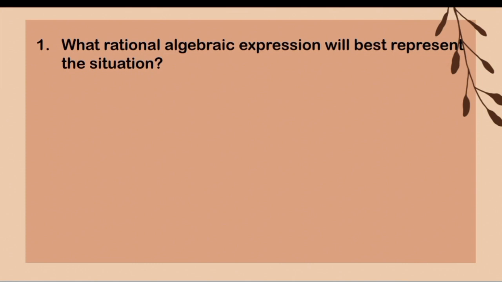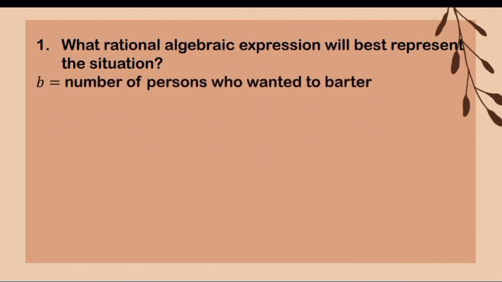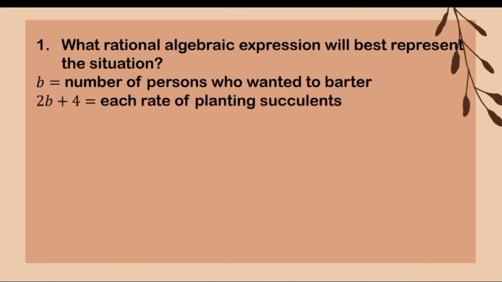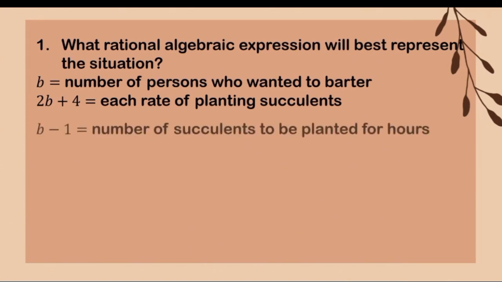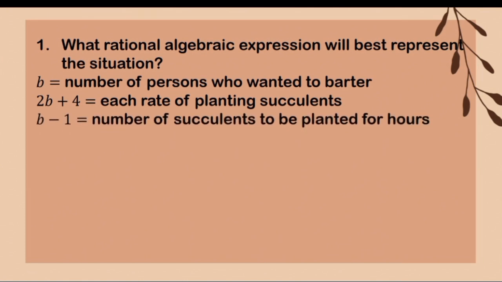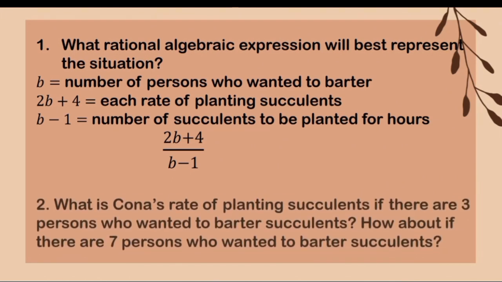The first question is, what rational algebraic expression will represent the situation? b equals the number of persons who wanted to barter, and 2b plus 4 equals the rate of planting succulents, and b minus 1 equals the number of hours. So, 2b plus 4 over b minus 1.